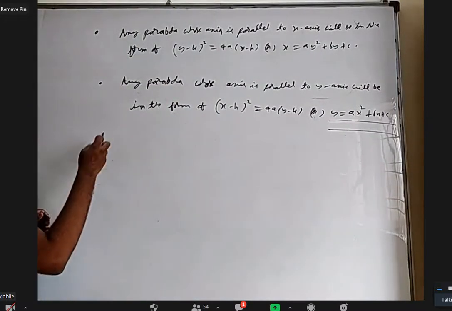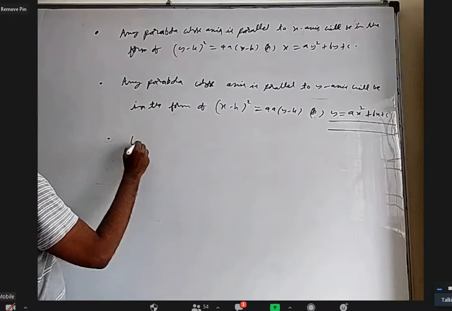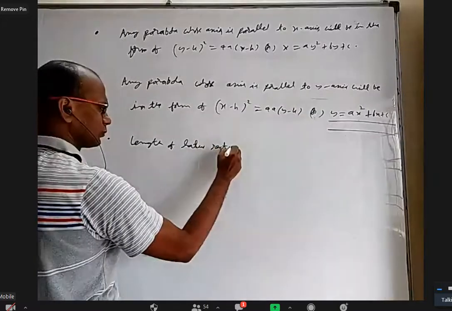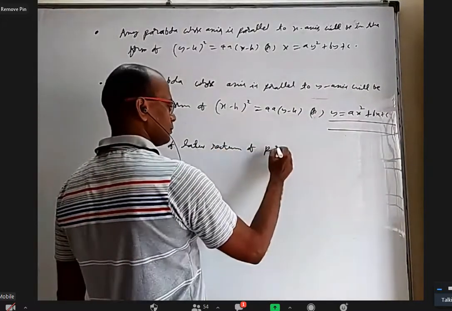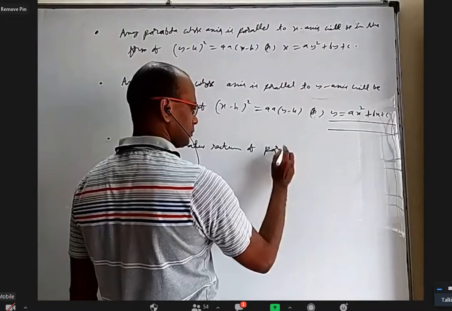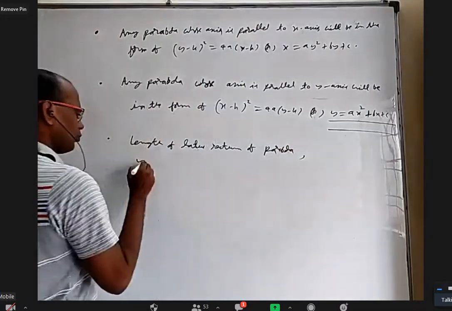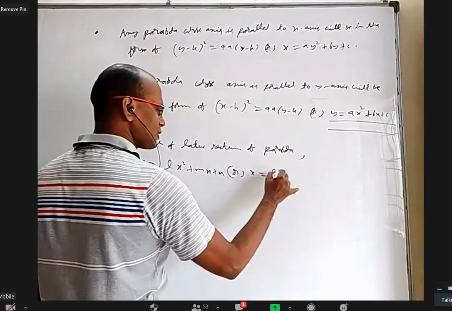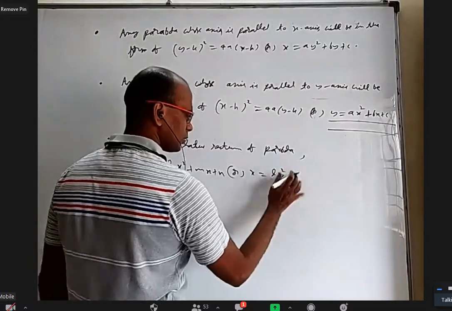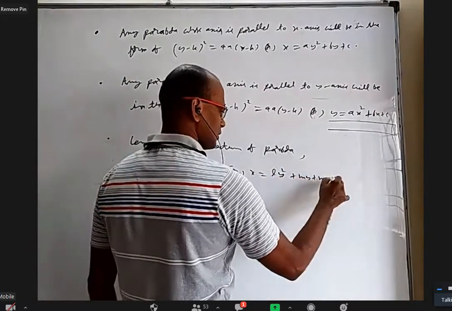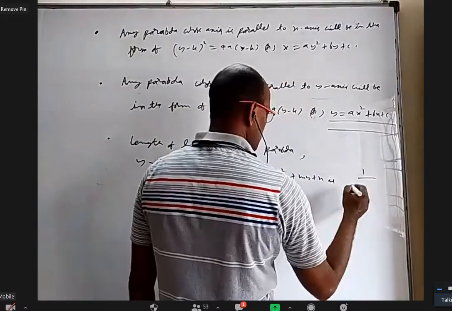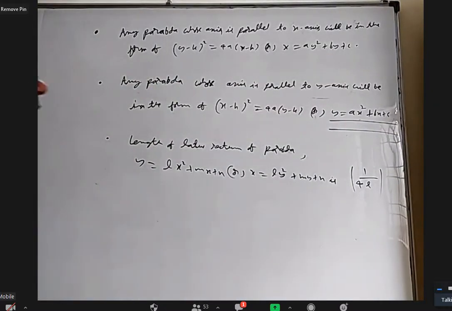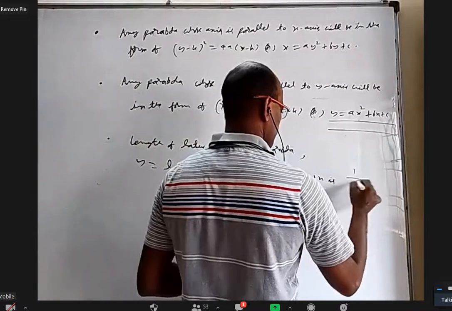One more thing. Length of latus rectum of parabola y equal to lx square plus mx plus n, or x is equal to ly square plus my plus n is 1 by 4l with a mod, or simply 1 by mod l.